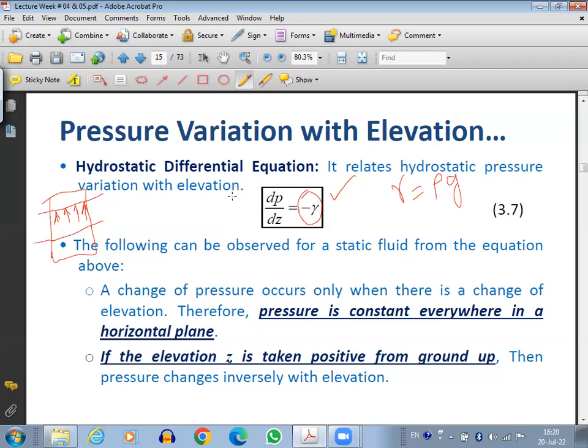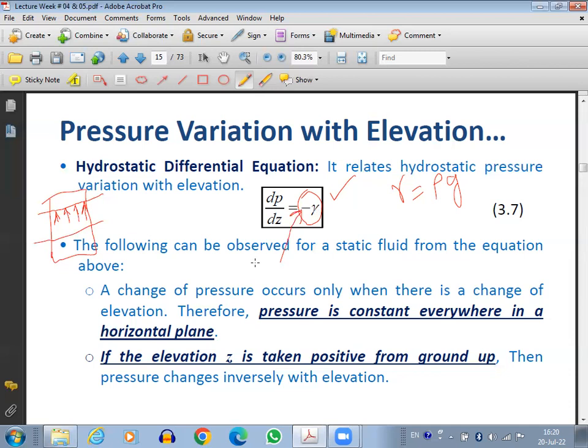And there is a specific significance of the negative sign here. What is the significance of the negative sign? It shows that if your elevation increases, the pressure will decrease. So if I have a container filled with liquid, the higher I go in the liquid, the lower the pressure will be. The lower I go in the liquid, the higher the pressure will be. If you ever get the chance to go into a swimming pool and deep dive, you will feel the pressure. The more depth you go, the more pressure you will feel.